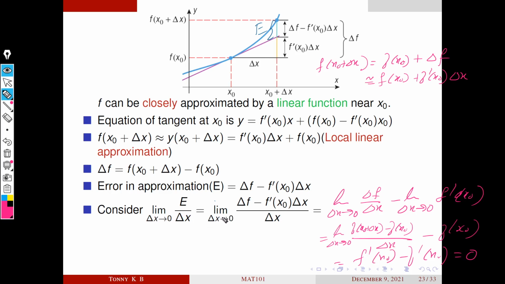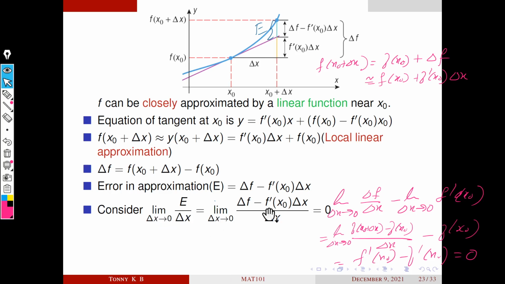And what is the meaning? This means whenever delta x is small, this error is less than delta x. Then only this ratio is tending to 0. Right? Suppose delta x is 0.1. Then the error should be less than 0.1. Then only the ratio is tending to 0. You got it? So that is the idea.